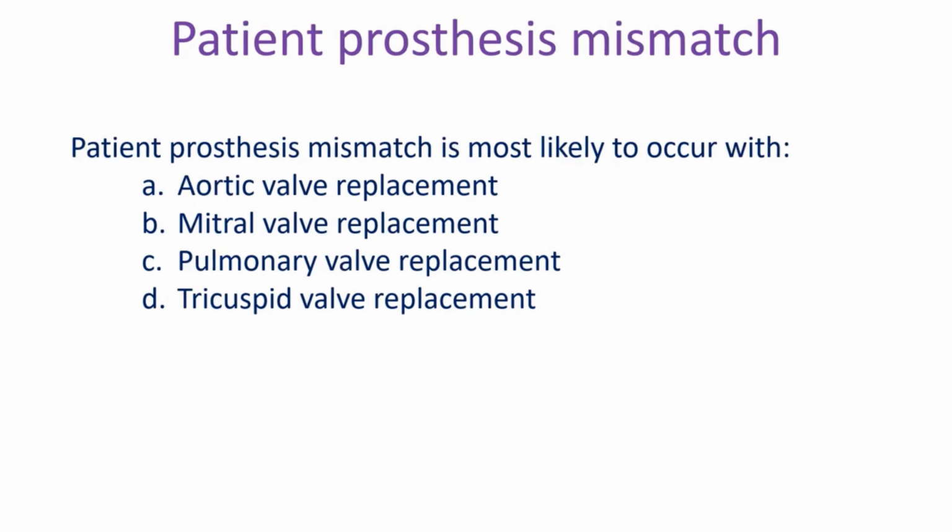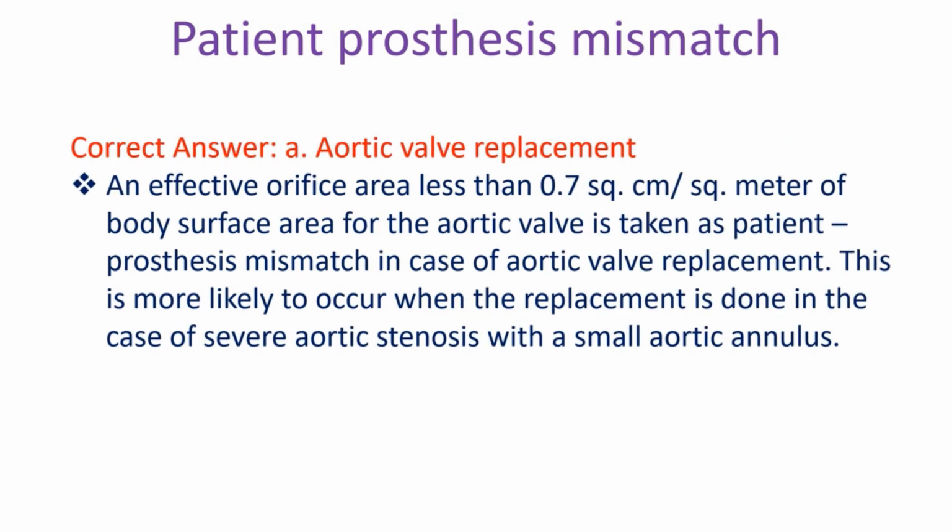Patient prosthesis mismatch is most likely to occur with A. Aortic valve replacement, B. Mitral valve replacement, C. Pulmonary valve replacement, D. Tricuspid valve replacement. Correct answer A. Aortic valve replacement.